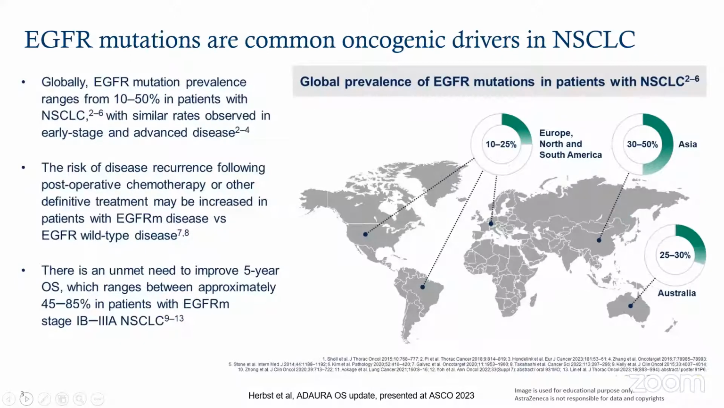EGFR mutation prevalence rates across the world range from around 10% to 50%, whereas in the Asian population they are around 30% to 50%. The risk of disease recurrence following post-operative chemotherapy or other definitive treatment may be increased in patients with EGFR mutation, because previously mutation testing was not done and only chemotherapy was given. So mutation testing has to be done for early stage non-small cell lung cancer. And there is definitely an unmet need to improve the 5-year overall survival, which currently ranges approximately from 45% to 80% in stage 1B to 3A. Next slide.